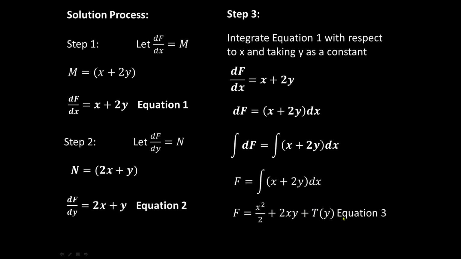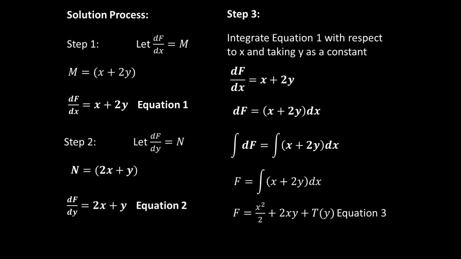And do not forget to add a constant. And that is t of y. Can you follow? Lagi na lang natin gamitin ang t of y, ang ating pinaka-constant. So f equal to x over 2 plus 2xy plus t of y. And this is going to be our equation 3. So that is our step 3. Can you follow? Sundan niyo ha.